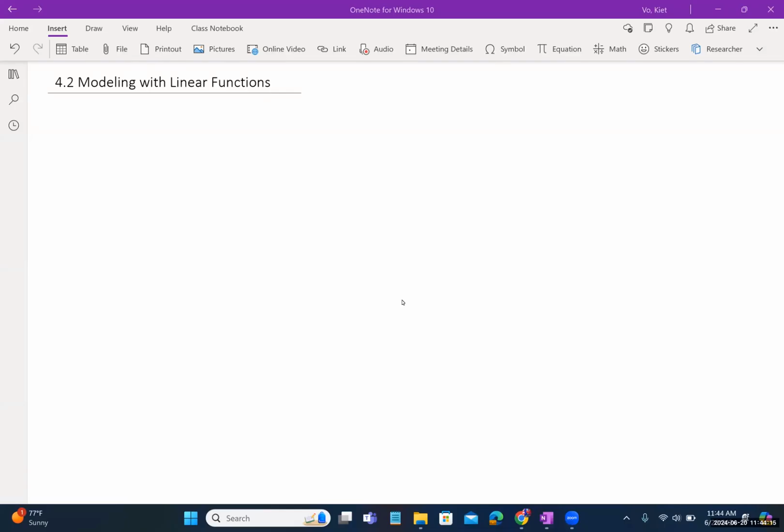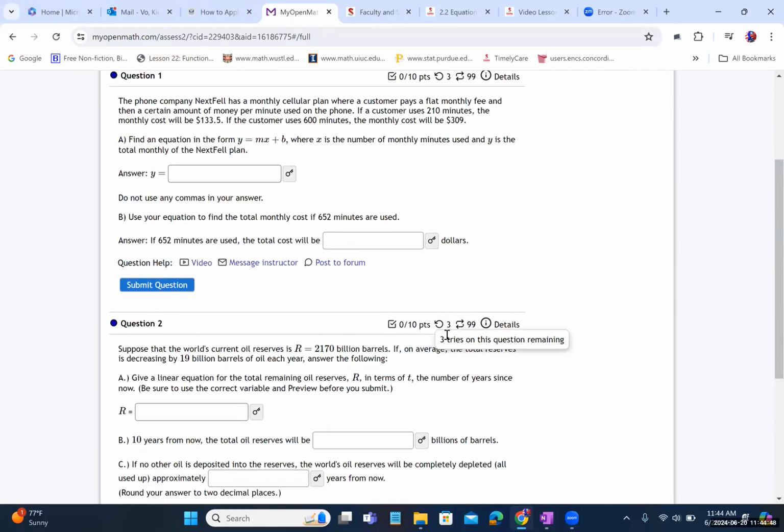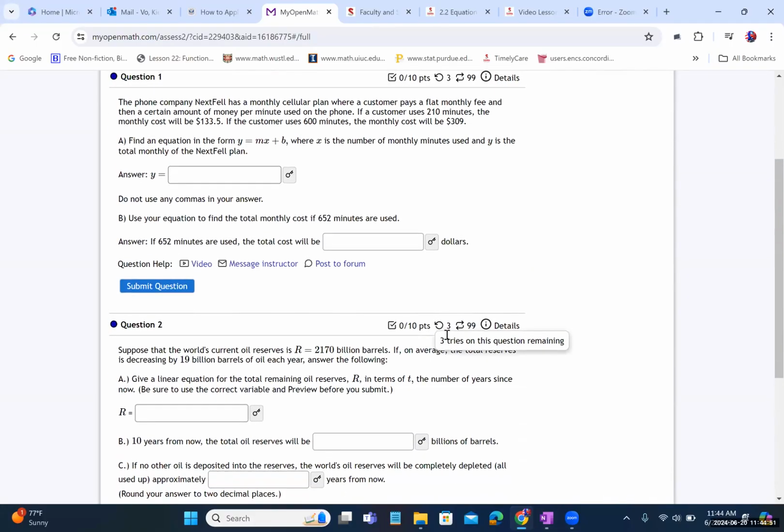Hello everyone. In this video, I'm going to do a few examples on modeling with linear functions, which is the application type problem involving creating a linear function to model the situation that you're working with. A linear function is the most basic type of function that can be used to model really simple situations. So let's take a look at the question from the homework. You're going to have a similar problem on the homework, but the numbers are going to be different because MyOpenMath randomizes the question.